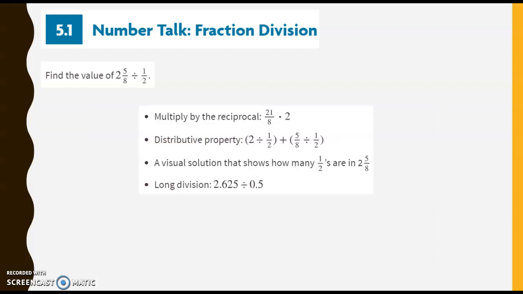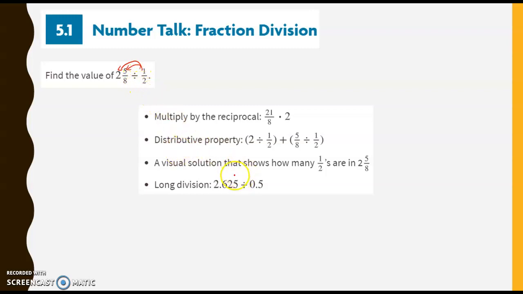These are the 4 ways that you can find the answer. I think most of you are going to use the first one, multiplying by the reciprocal. How we get that 21/8 is to change the mixed number into an improper fraction, then keep, change, flip, and that's what the first one is. The second one, distributive property, we're just distributing the 1/2 to the 2 and then the 5/8, and then you do it that way.